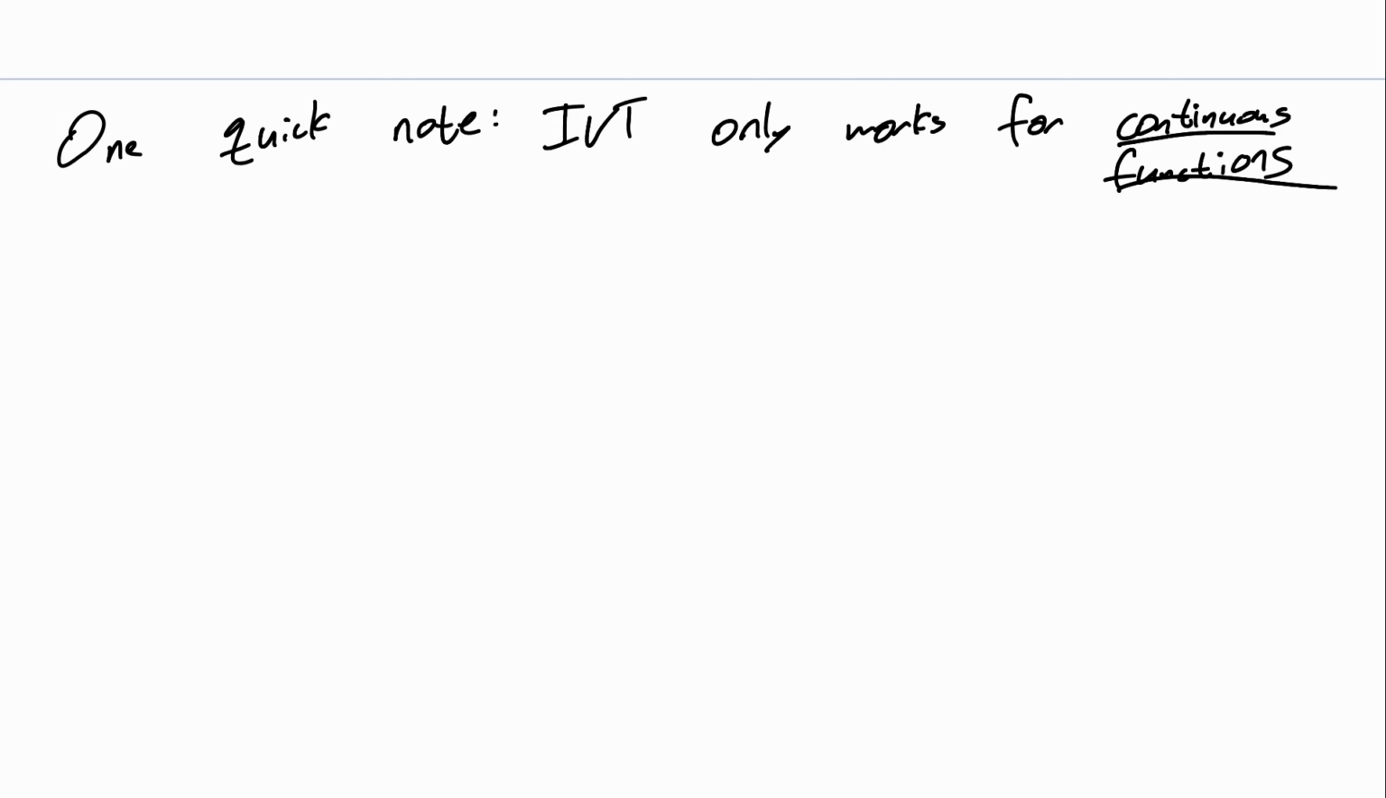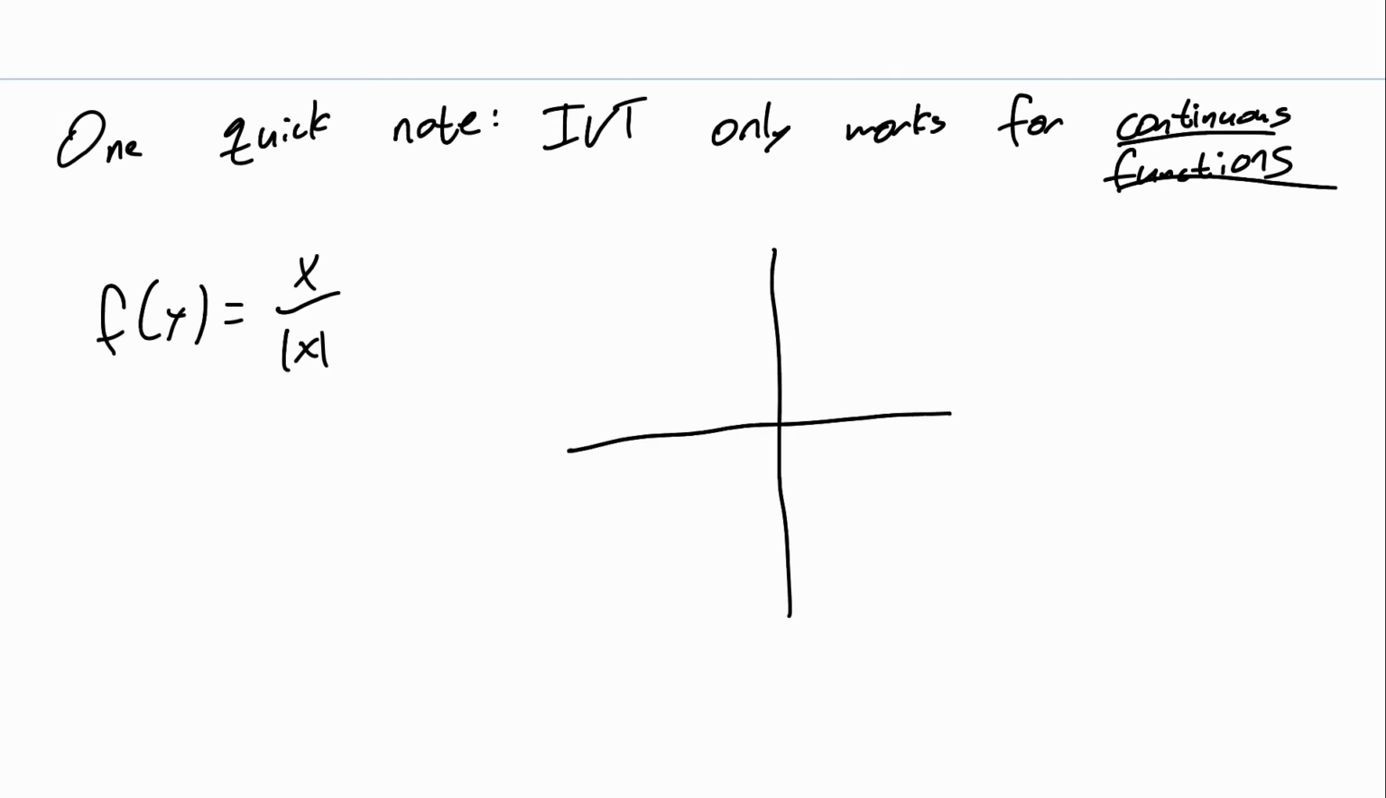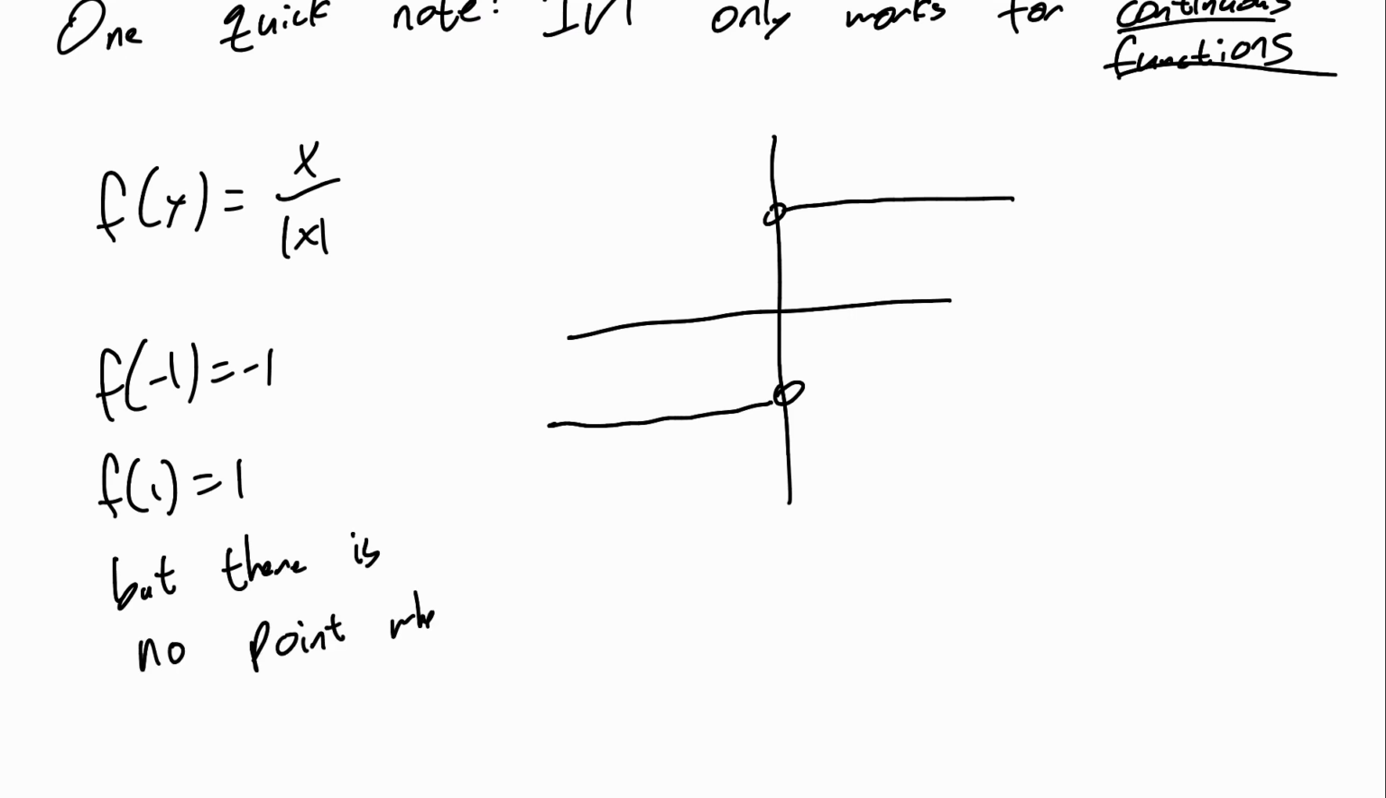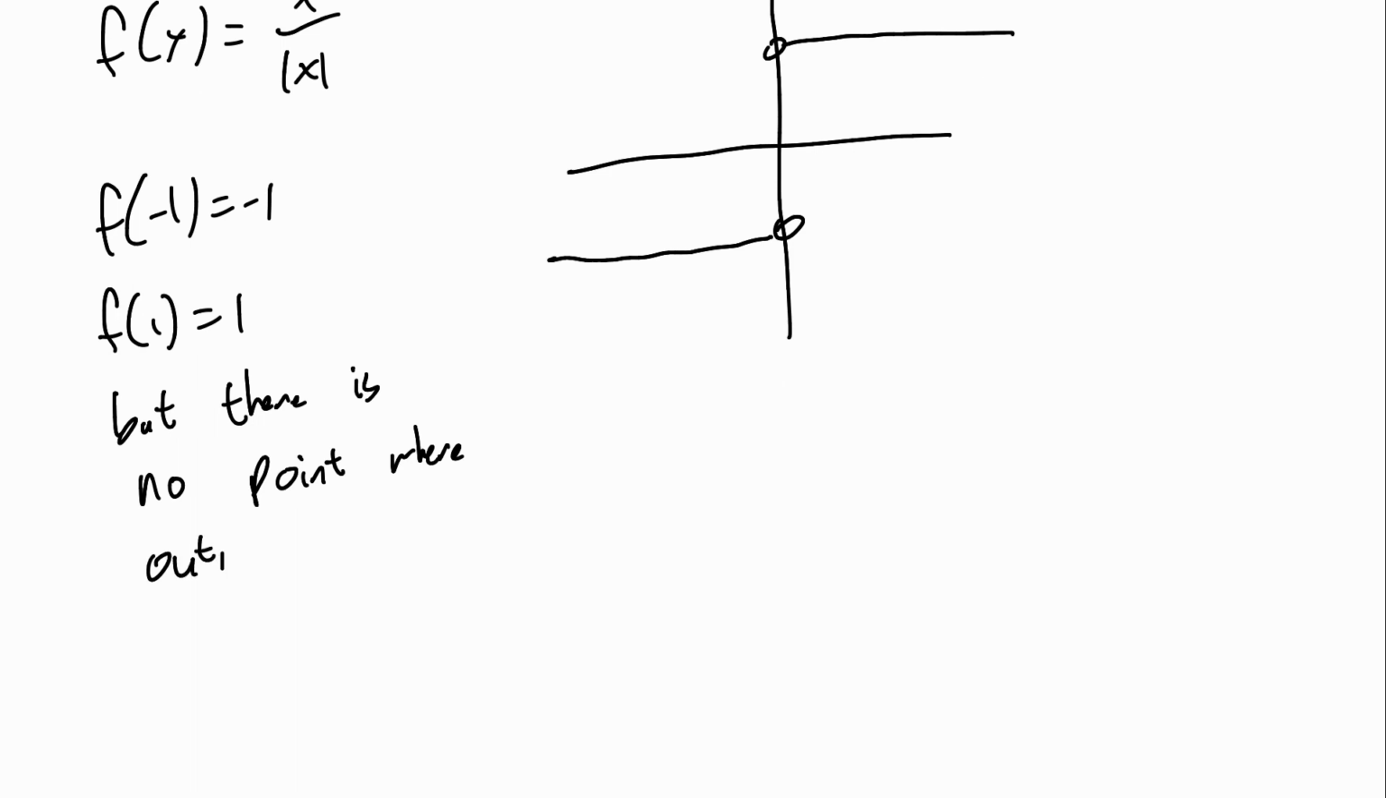Okay? Like, let's think about the function f of x equals x divided by absolute value of x. If we remember, its graph looks a little something like this. Okay, it is true that f of minus 1 is minus 1 and f of 1 is 1, but there is no point where the output is 0. Okay, so just be wary of that. We have to be dealing with a continuous function.